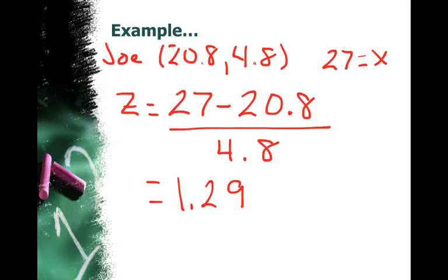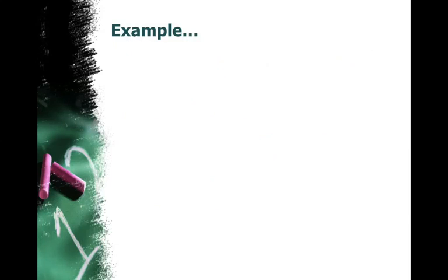And so there's Joe's z-score. Again, if we wanted to interpret this, Joe's ACT score is 1.29 standard deviations above the mean. And so this is Joe's score. Now let's find Emily's. And so here when we look at Emily, she took the SAT.